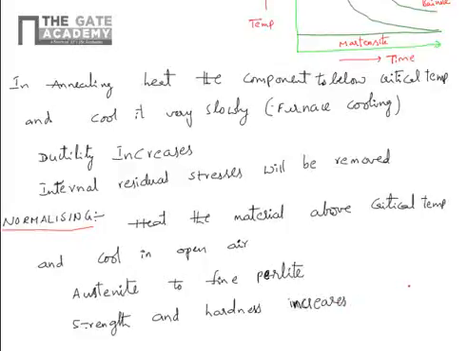So strength and hardness increase, ductility is the opposite, and ductile toughness decreases. So that is normalizing. Similarly, the next one is hardening. Instead of cooling in open air, heat the component above critical temperature and quench it. Hardening is also called quenching.